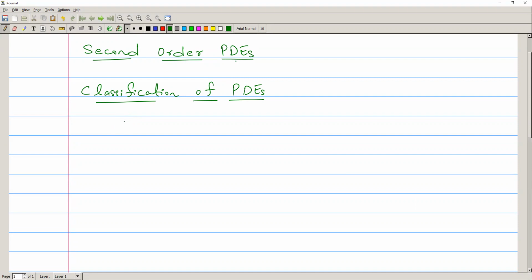In the previous classes, we learned about quadratic equations, and we saw that a quadratic equation given by ax squared plus bxy plus cy squared plus dx plus ey plus f is equal to 0 may be classified by using the coefficients of x squared, xy, and y squared respectively.